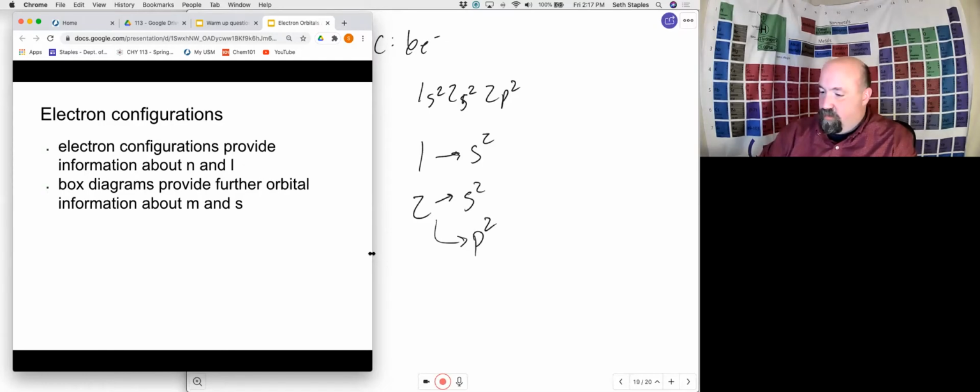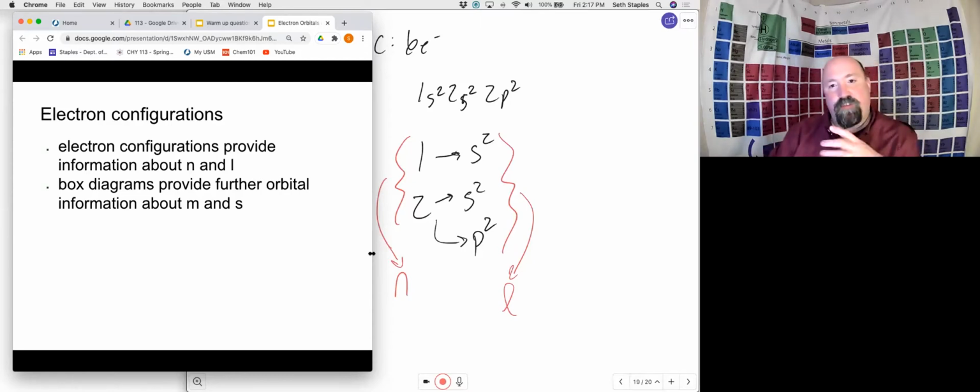Like we had mentioned, this is information about quantum number N right here. And over here is information about quantum number L. And so that's what the electron configurations provide for us, information about those 2 quantum numbers when we're looking at the electrons in an atom.